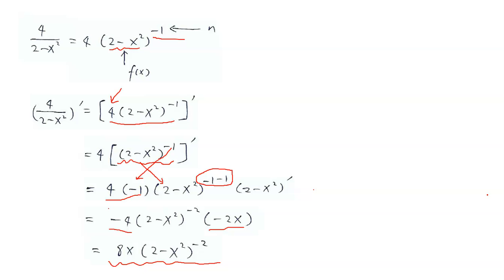So in summary, when you see a fraction or even you see a square root, you just rewrite them in an exponential form like this. Take out the constant multiple, don't differentiate them. Determine the value of n, determine the expression of f(x), and then sub them into the formula n f(x) to the power of n minus 1 times f prime x. And then just differentiate the f(x), simplify, then you get the answer.